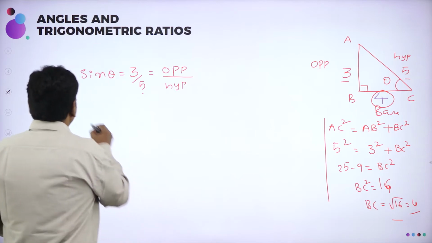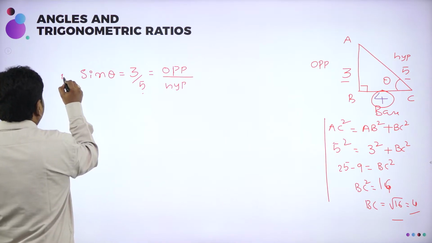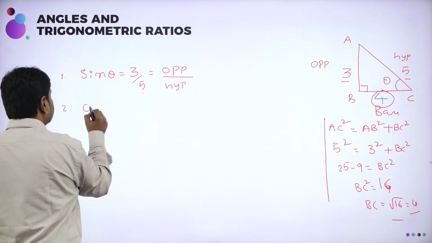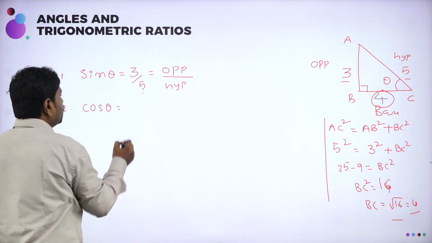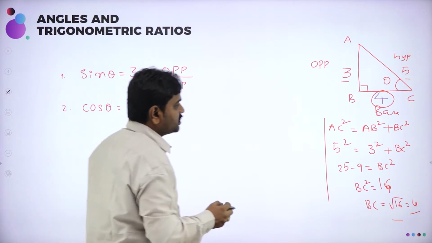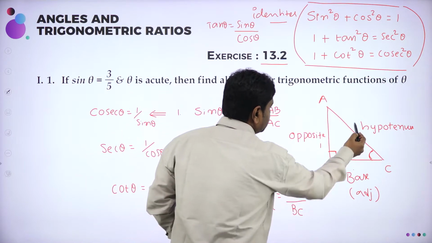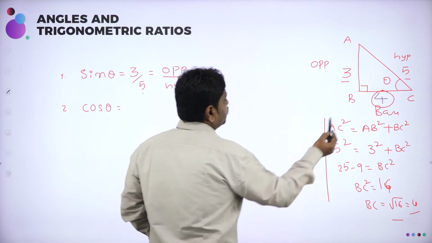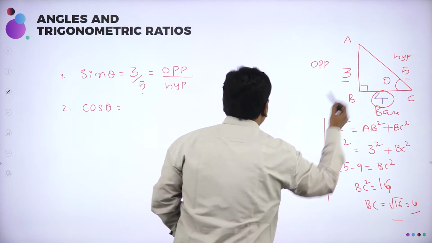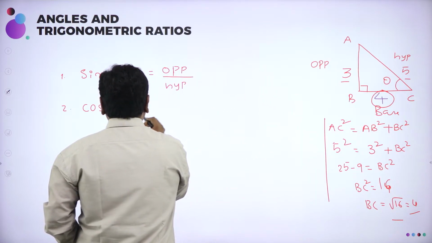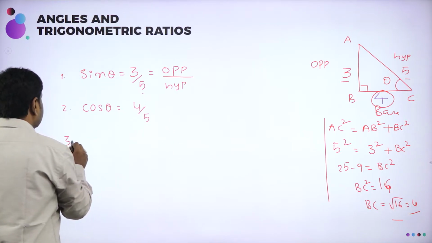So now what is cos theta? So all the trigonometric functions we will write. 6 trigonometric functions are there. Cos theta means what? Base by hypotenuse. What is cos definition I give? Adjacent by hypotenuse or base by hypotenuse. This by this. So in the diagram, what is base? Base is 4 and hypotenuse is 5. So 4 by 5.